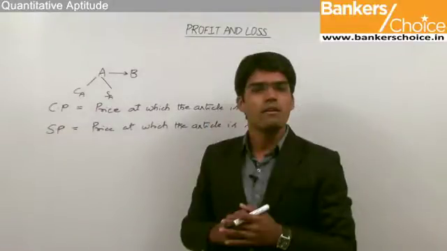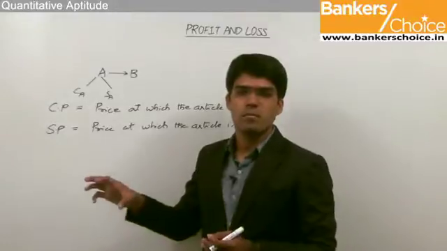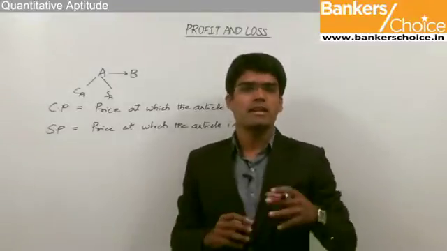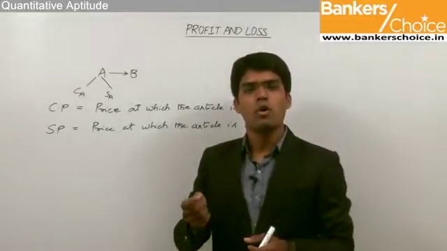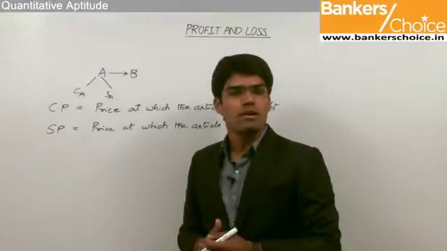And in case the cost price is higher than the selling price, the person A makes a loss. Why? Because he has bought an article at some value and sold it at a lesser value. So the difference here is the loss made by A. So profit or loss is nothing but the difference between cost price and selling price. If the selling price is more, we get a profit, and if the cost price is more than the selling price, then we get a loss.